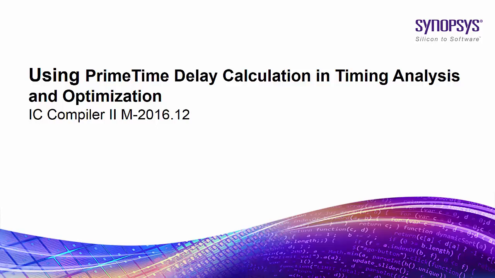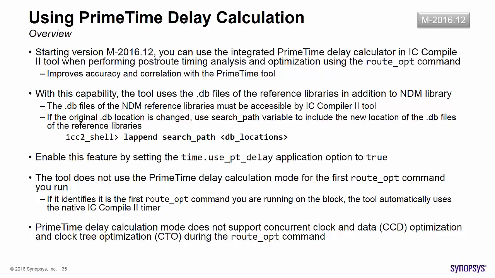Using PrimeTime delay calculation in timing analysis and optimization from 1612. From 1612, you can use the integrated PrimeTime delay calculator in ICC II when doing post-route timing analysis and optimization using the route_opt command. It will improve accuracy and correlation with the PrimeTime tool.